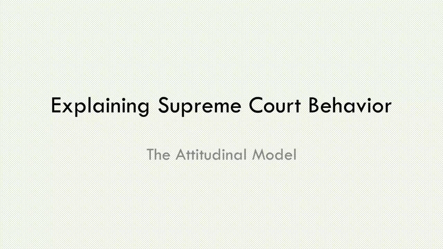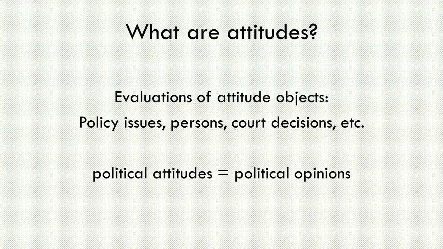The attitudinal model is another explanation of judicial behavior. It's very popular among political scientists who want to explain why justices on the Supreme Court make the decisions they make. Attitudes are basically opinions that evaluate something.